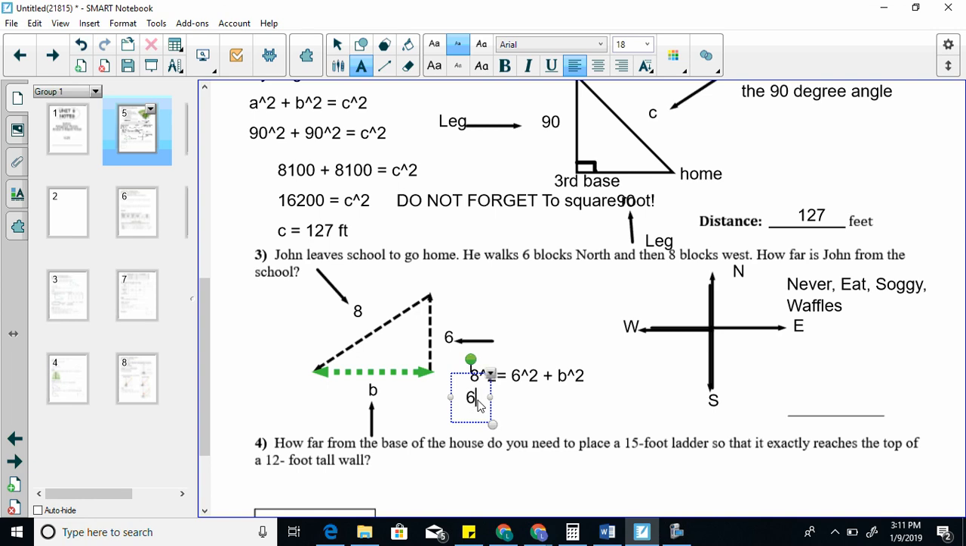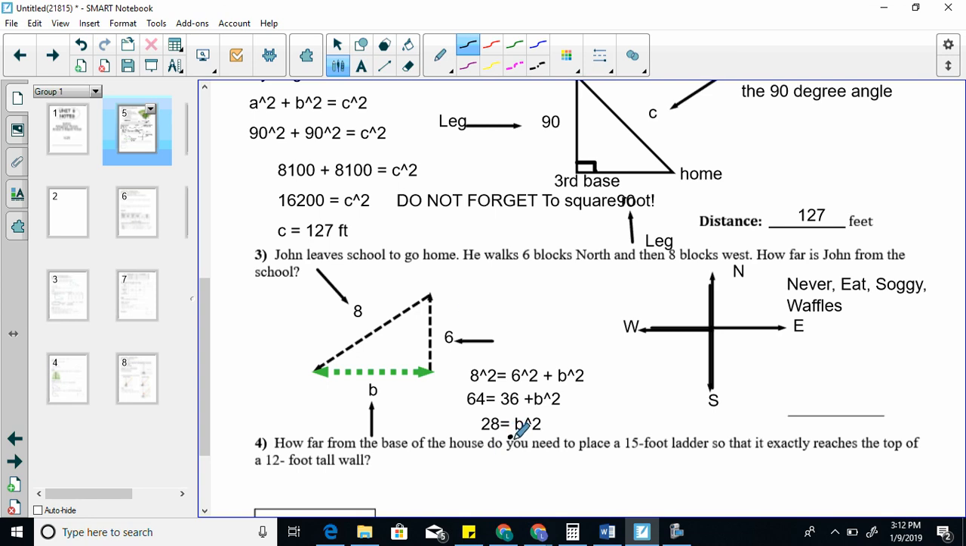You're not always looking for the hypotenuse. 8 squared is 64. 6 squared is 36 plus b squared. Now, how am I going to get that b squared by itself? I've got to subtract 36, right? So 64 minus 36 is 28 equals b squared. And my last step is to take the square root of both sides. Square root it.